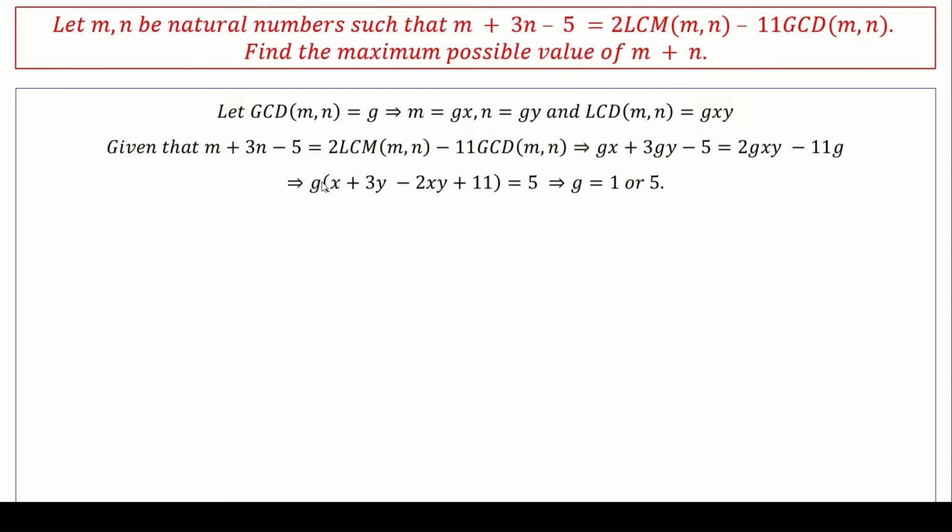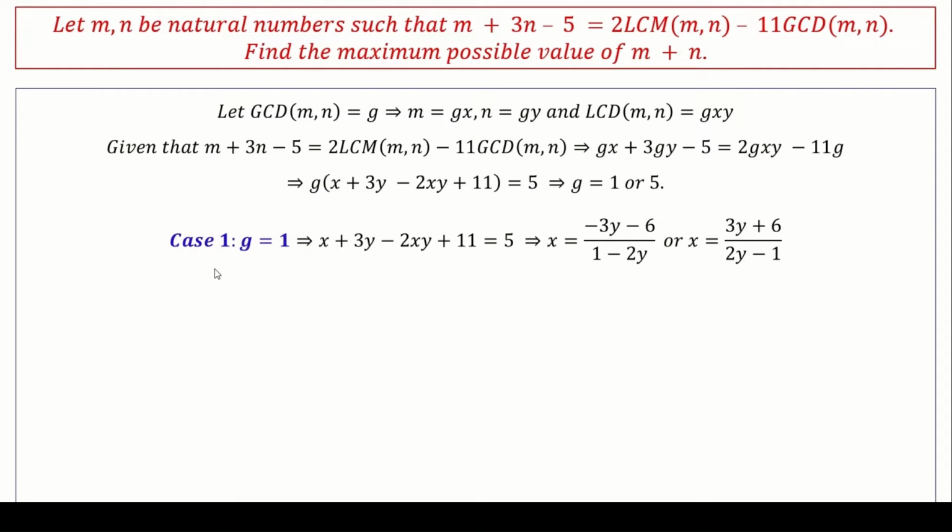If you clearly see, this is an integer and 5 is a prime. So obviously G has only two possible values, either 1 or 5. Let's take case 1, G equal to 1. Then x plus 3y minus 2xy plus 11 has to be 5. Based on that, we can derive x equal to (3y plus 6) by (2y minus 1).